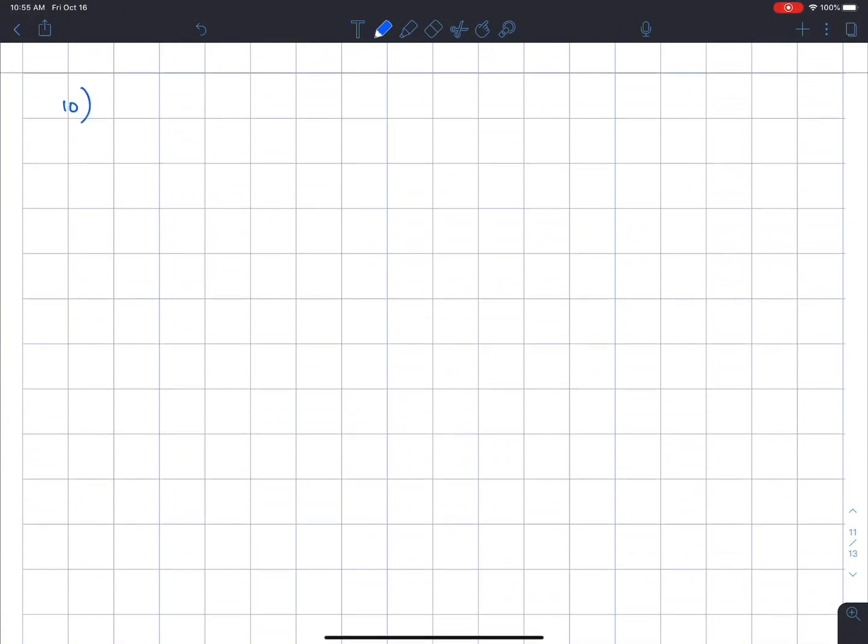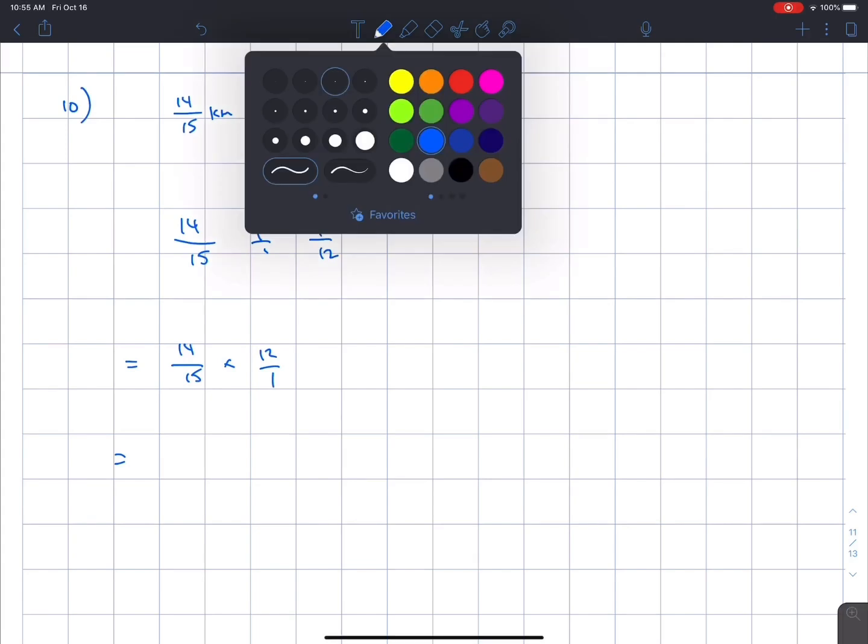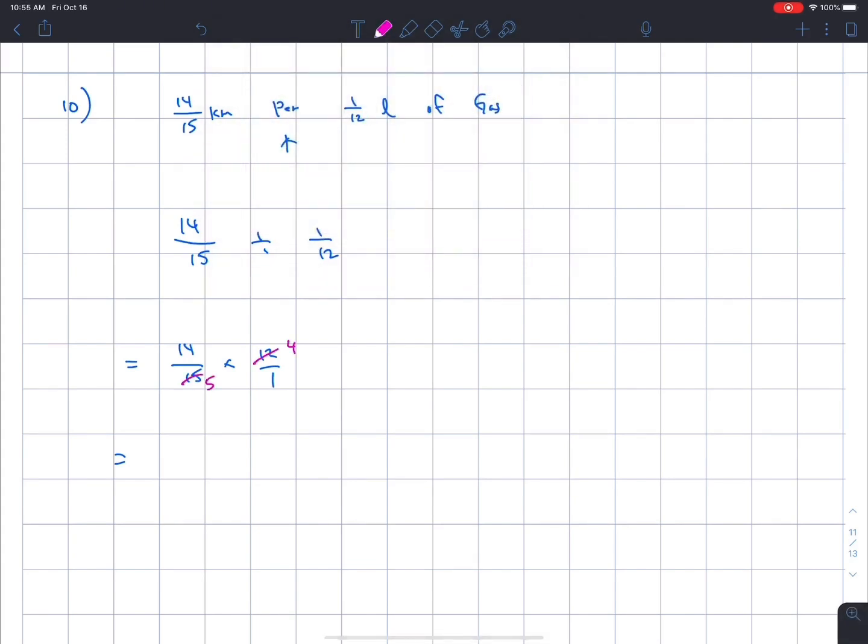Question 10. A car went 14 over 15 km on 1 over 12 liter of gas. How many km per liter did the car get? So 14 over 15 km per 1 over 12 liter of gas. So the word per in math means dividing. So I just need to use the km number divided by the liter number. I have 14 over 15 times 12 over 1. Simplify again. Divided by 3 to get 4. Divided by 3 to get 5.